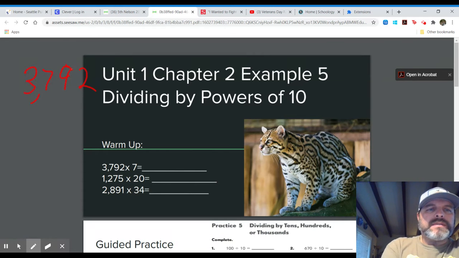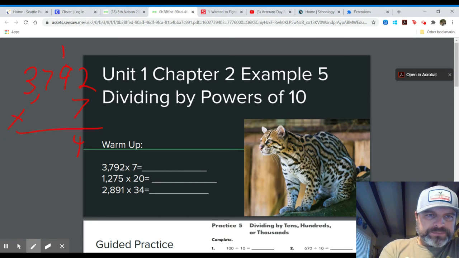So 3,792 times 7. And we do 7 times 2 ones. We get 14 ones, or 10 and 4. So I put a 4 down and a 10 up there. 7 times 9, and I know that's 63. You can use a multiplication table. So 63, and I have to add 1 to it, so that's 64. And I carry the 6.